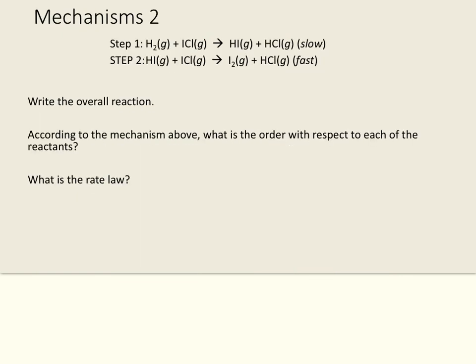All right, write the overall reaction. We're going to do the same thing here, and so I'm going to look to see if there's anything I can cancel out. HI, I can cancel that out. And that is all that I see. So if I write the overall reaction, I'm going to have H2 plus 2 ICl's, because there's 2 of them, right? And then I'd get I2 plus 2 HCl's, because there's 2 of them on the product side, so we would add them together.